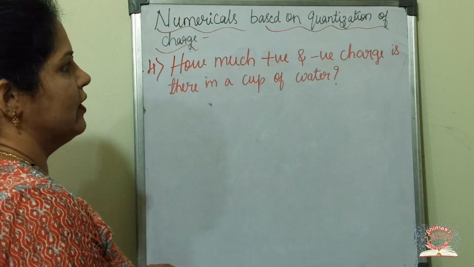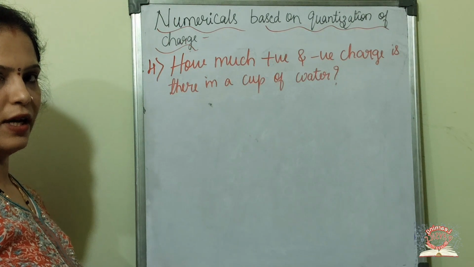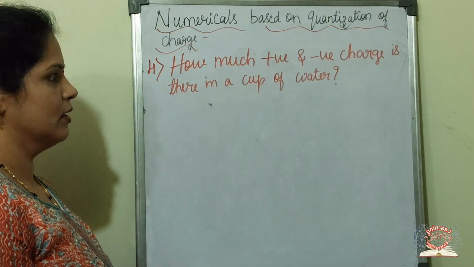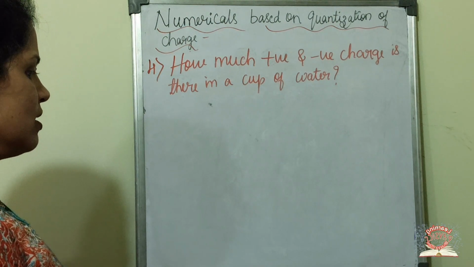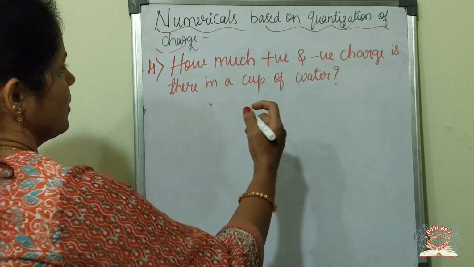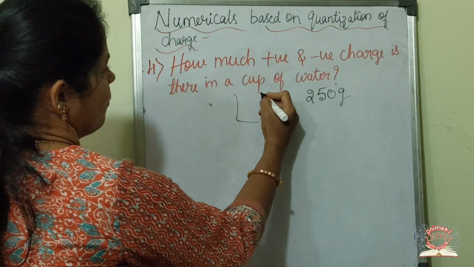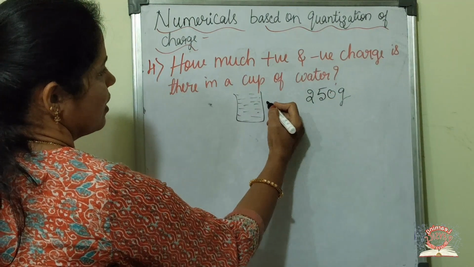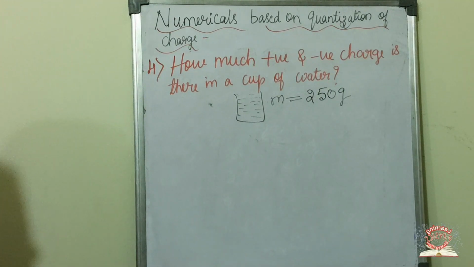Yes, students, here I am having one more question which is there in solved example of NCERT textbook. How much positive and negative charge is there in a cup of water? Let us assume that a cup of water has mass 250 gram. So if you have 1 cup of water, what is the mass of 1 cup of water? The mass of 1 cup of water is equal to 250 gram.